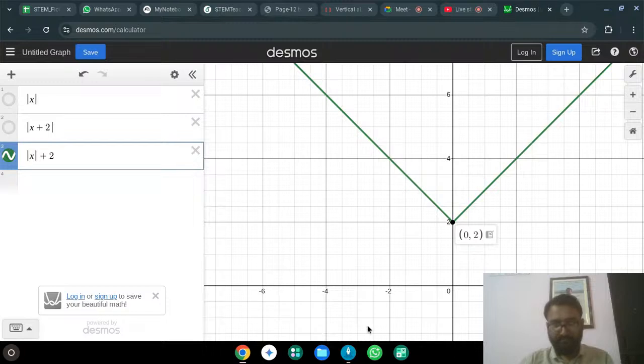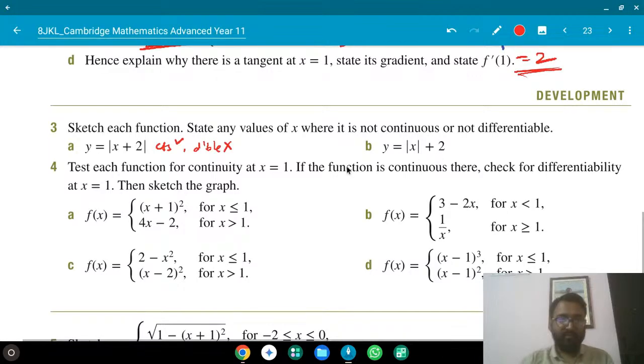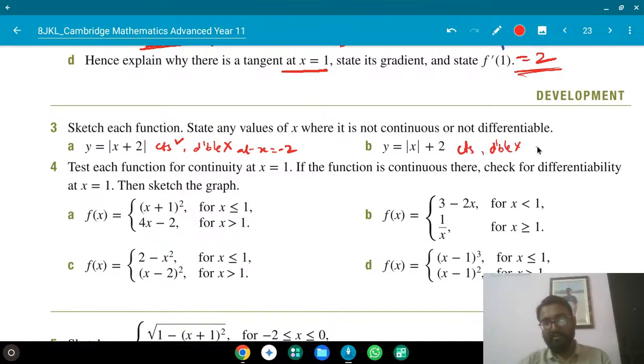Clear? So here it is differentiable at x equals -2 for this function. So it is not differentiable at x equals what is being asked? So here it is continuous but not differentiable at x equals 0.